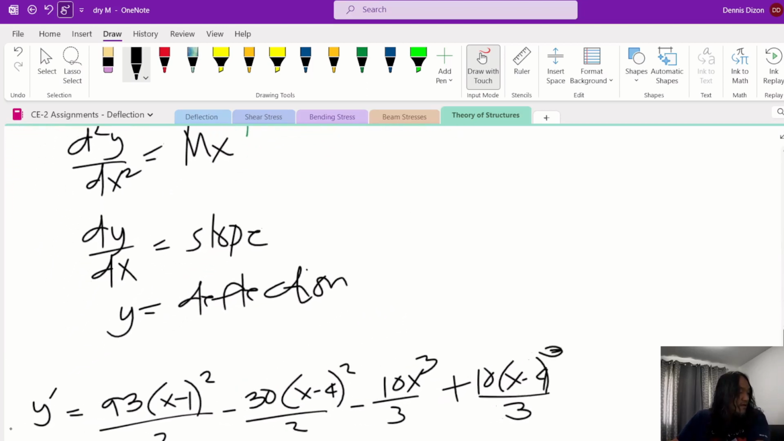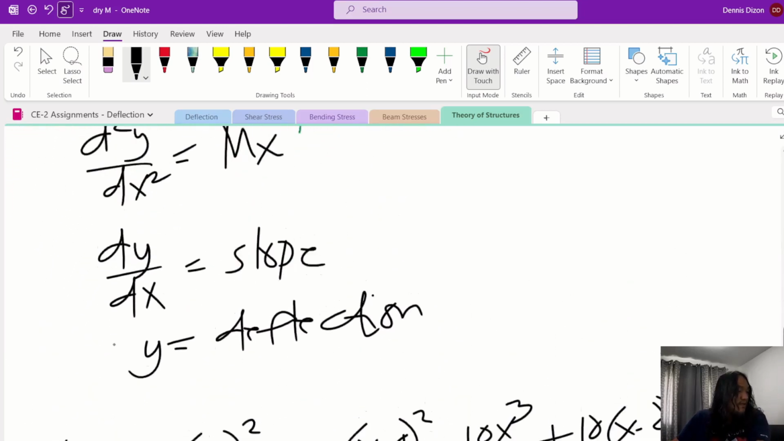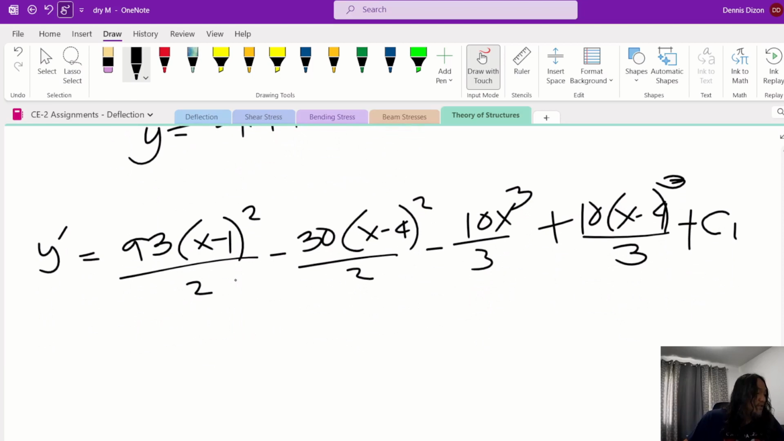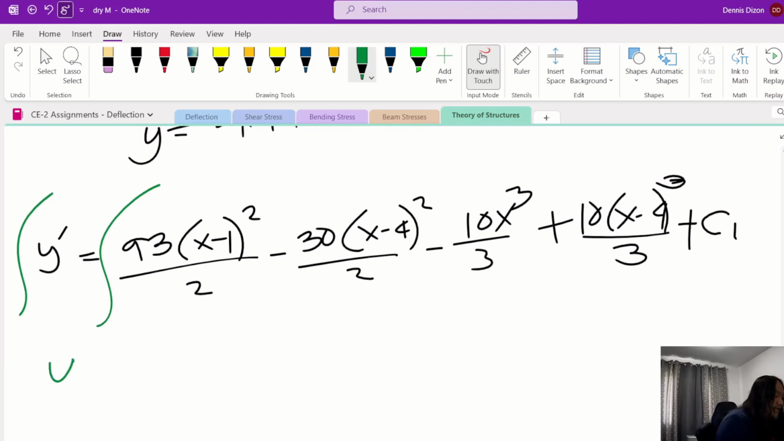So this is our equation. And then we will add our first constant, which is C1. Now, integrating this again, that would give us the final equation for our deflection.